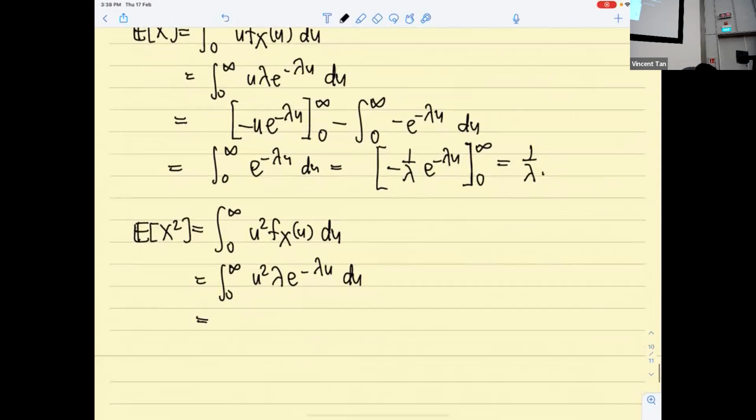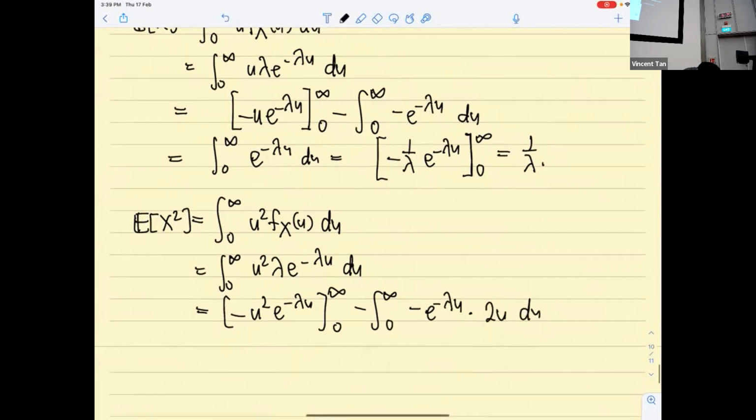Now you see here, we are going to integrate this and differentiate this. Once we integrate this, we have u squared times minus e to the minus lambda u from 0 to infinity, minus, put down the integral, minus e to the minus lambda u multiplied by the derivative 2u. The first term always goes away, and you are left with the integral from 0 to infinity of 2u e to the minus lambda u du. And actually you have already done this one.